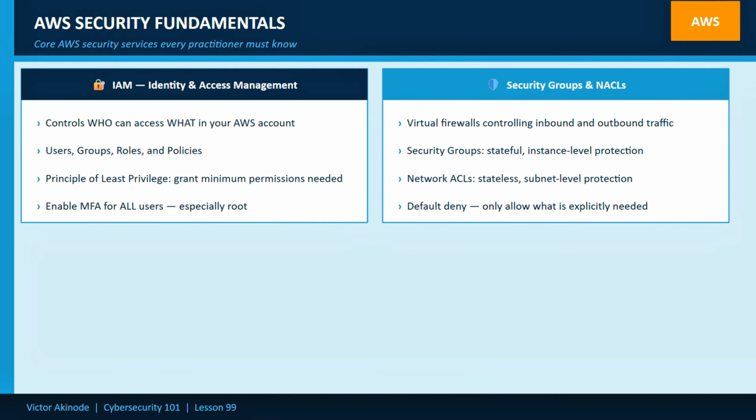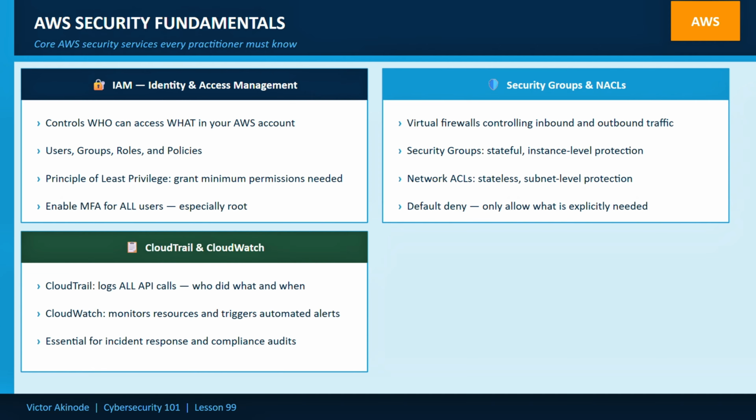The second service includes security groups and NACLs. These are virtual firewalls controlling all inbound and outbound traffic. Security groups are stateful and protect individual instances. Network access control lists, or NACLs, are stateless and have subnet level protection. Also, they have default deny, that is, they only allow what is explicitly needed. Anything aside from that, they deny.